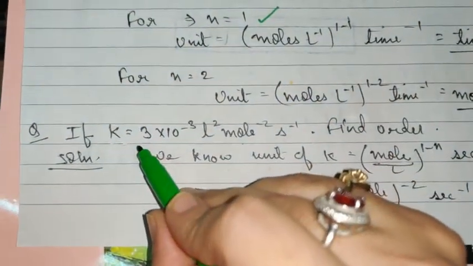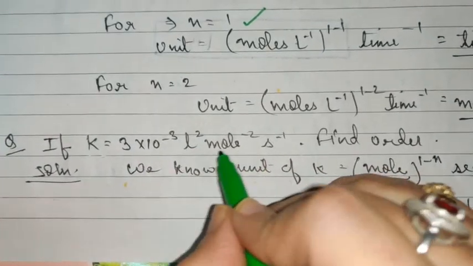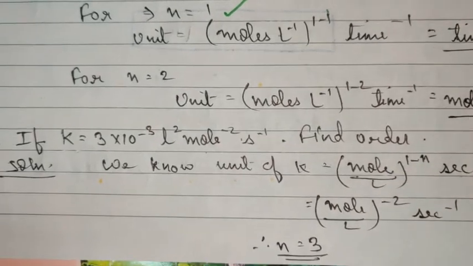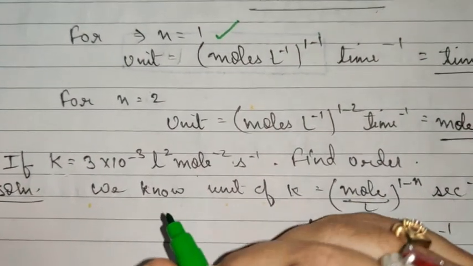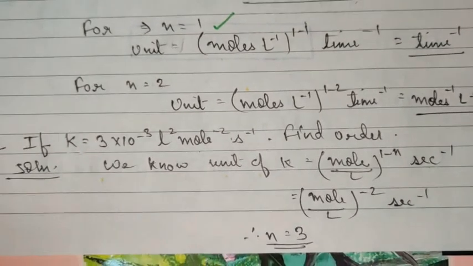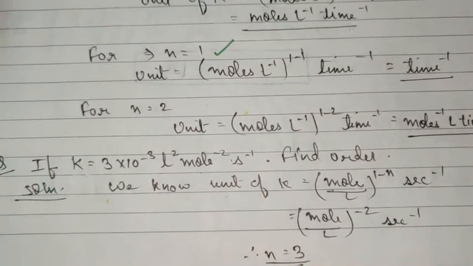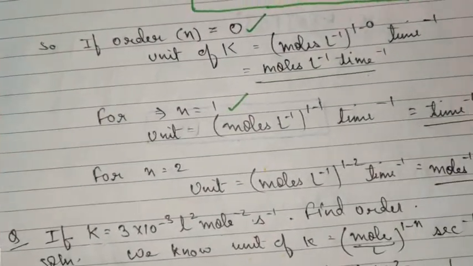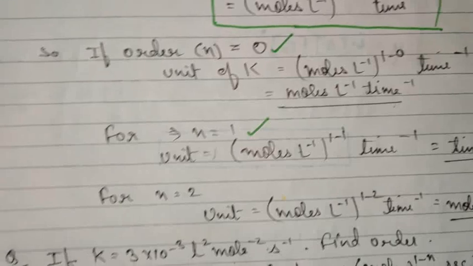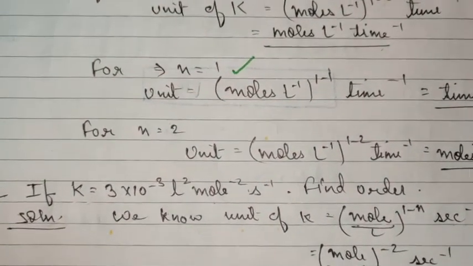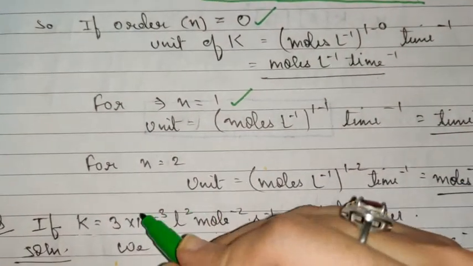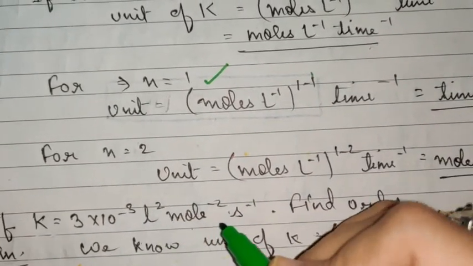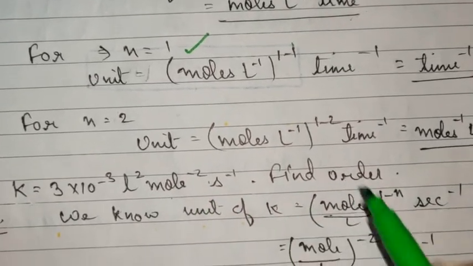See, if K is this, the unit of K is mentioned here, you have to find out the order, right? Now here you can pause the video, children, for a moment and then try to find out the order on your own. And then again you can tally your answer with mine. So you can see here that the value of K is given. We don't have to do anything with this value. What we have to consider is the unit mentioned here to reach the order of the reaction.